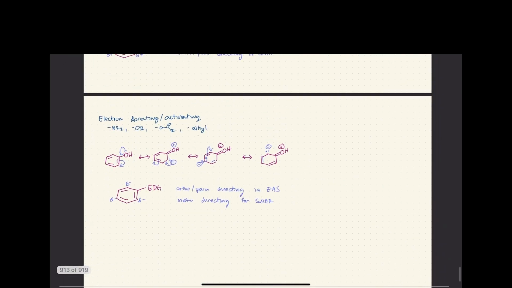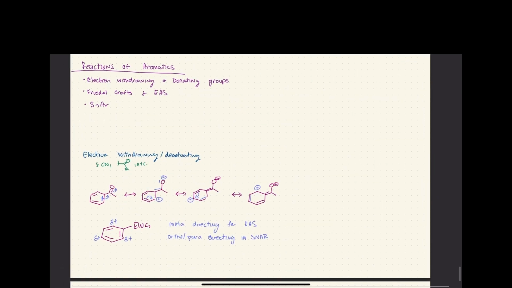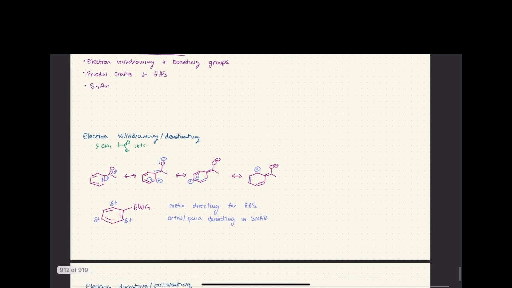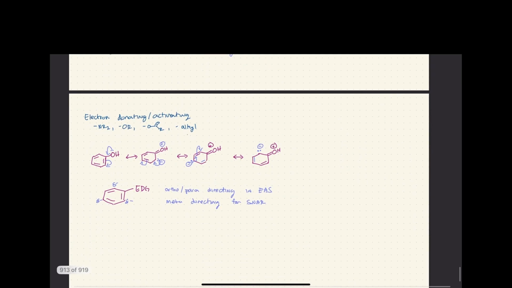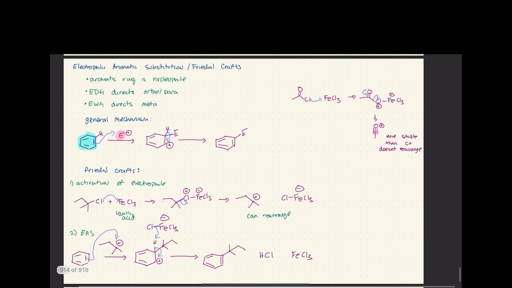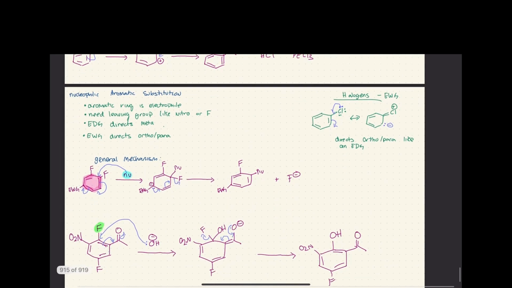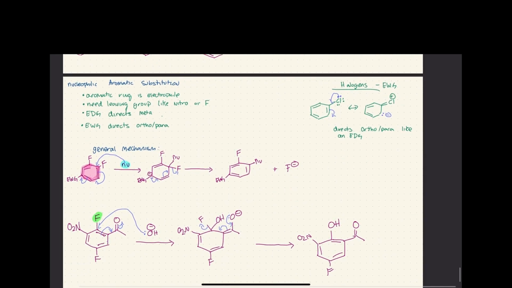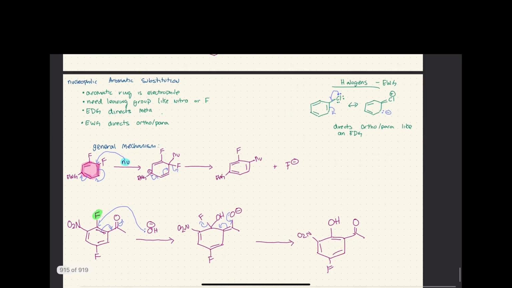And so to summarize, we talked about electron withdrawing groups and how they deactivate the ring through creating resonance with these positive charges. We talked about how electron donating groups activate the ring by pushing electrons into the ring. We talked about electrophilic aromatic substitution. And finally, we talked about SNAr and halogens as an exception to the electron donating, electron withdrawing rules.